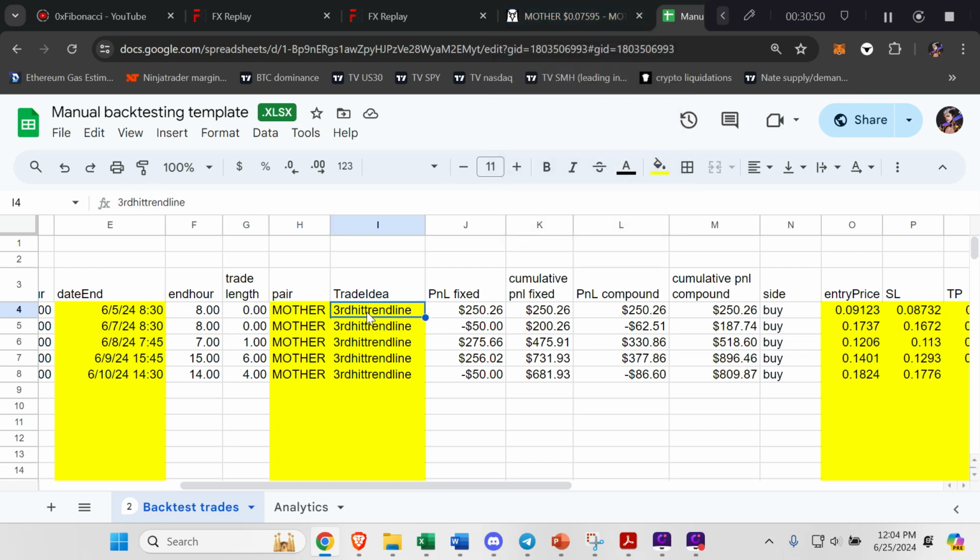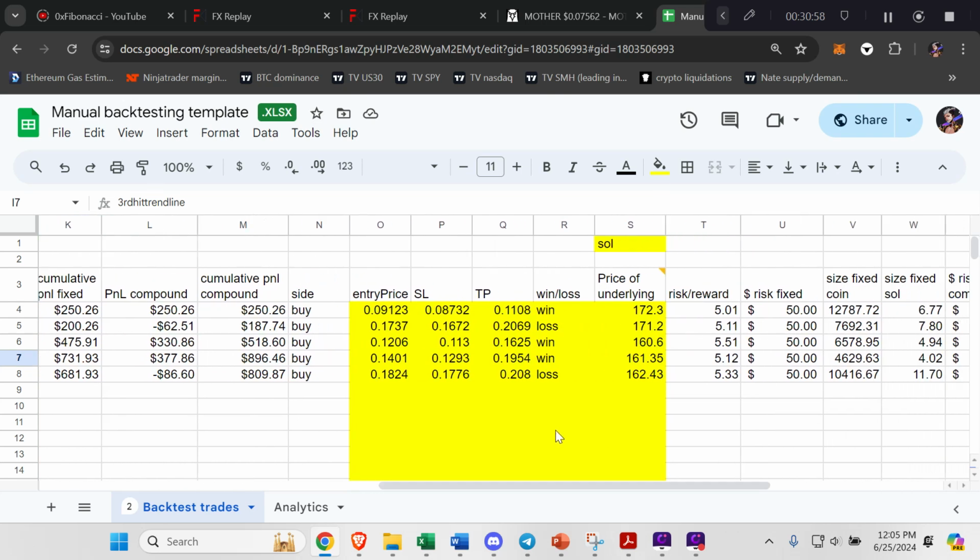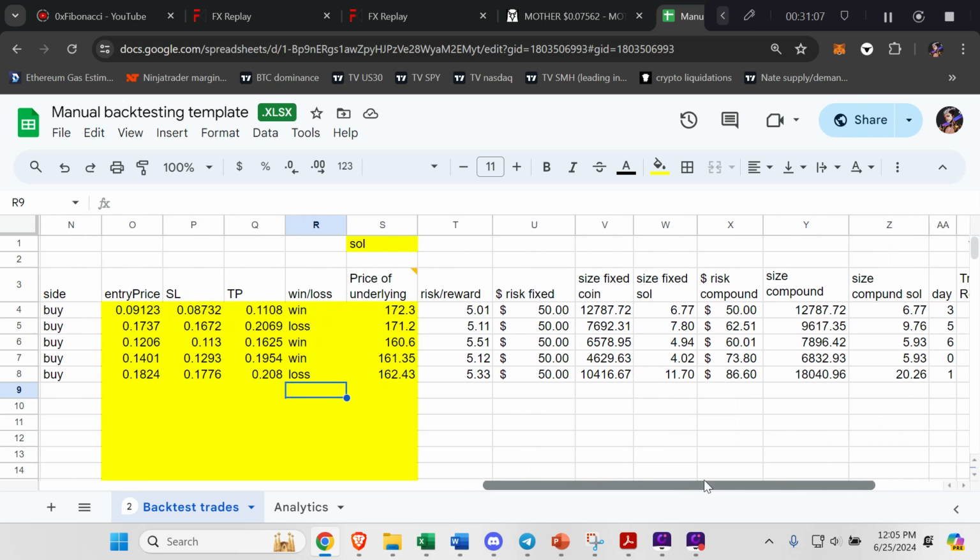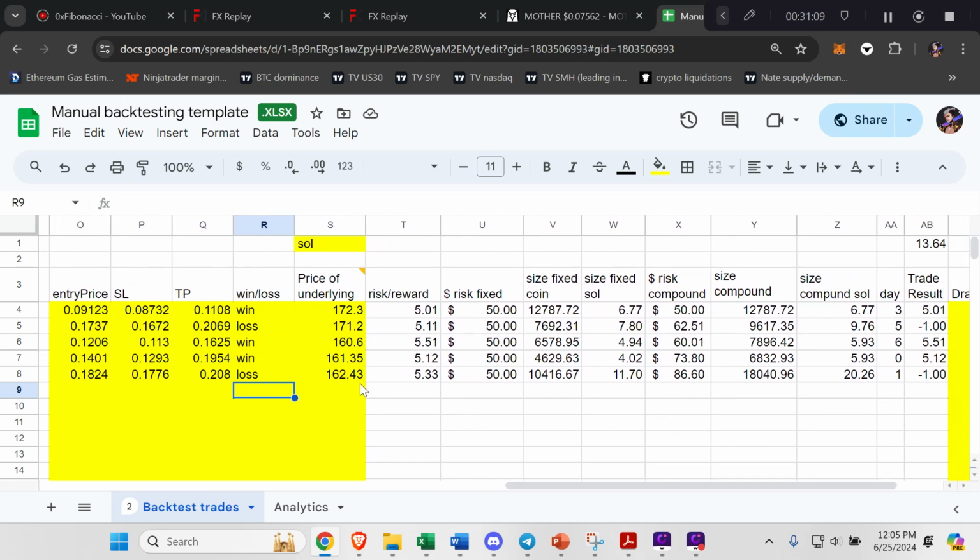I want to show you guys, and then if there's a specific trade idea, this is similar to the tags in FX Replay. You can put what the trade idea was, and then over here is going to be your entry, stop loss, and take profits, and then you tell if it was a win or a loss. And then since a lot of these meme coins specifically, maybe you'll trade them with Solana or Ethereum, I put in an input here. You can tell it what underlying coin you're trading off of.